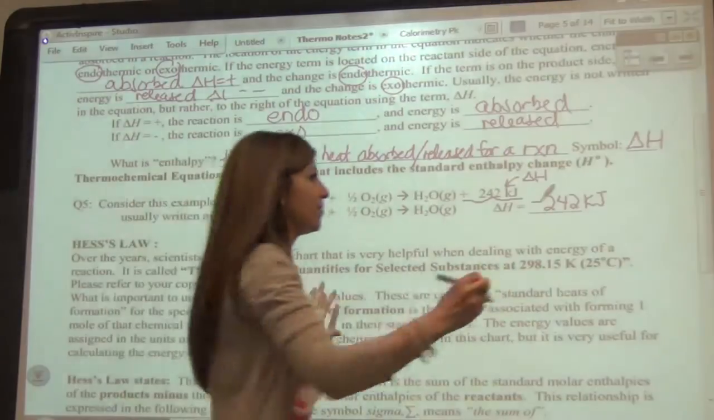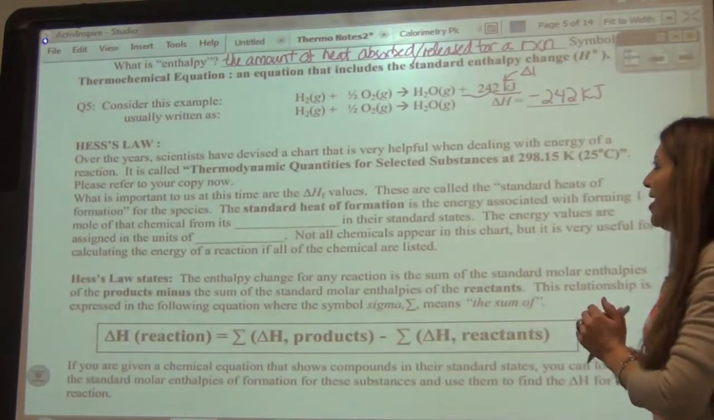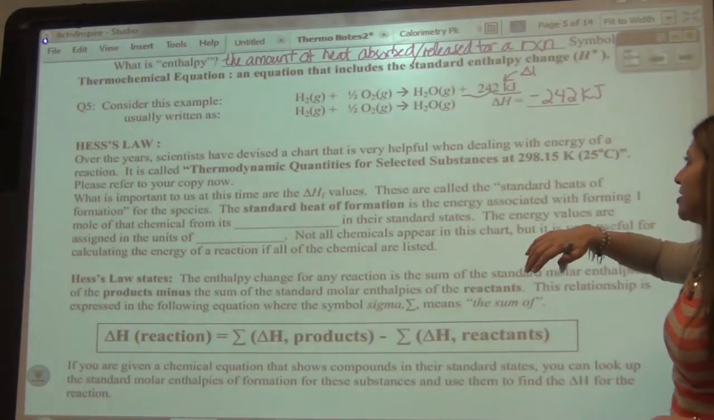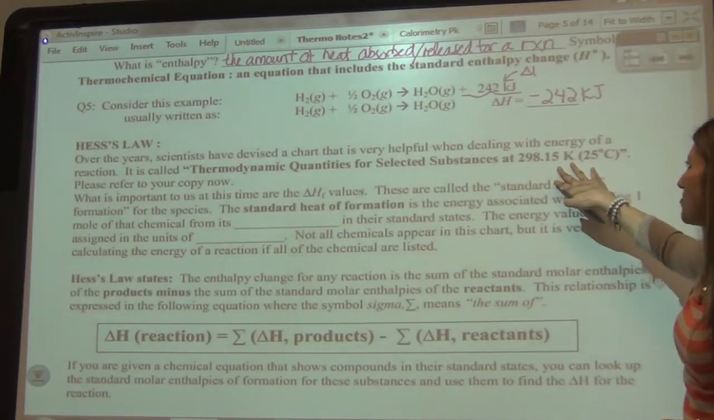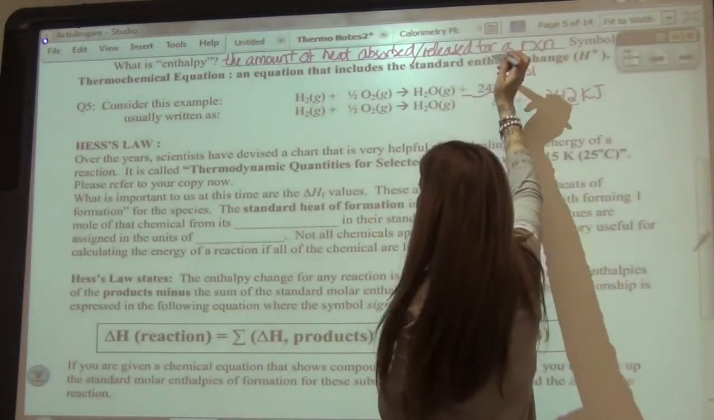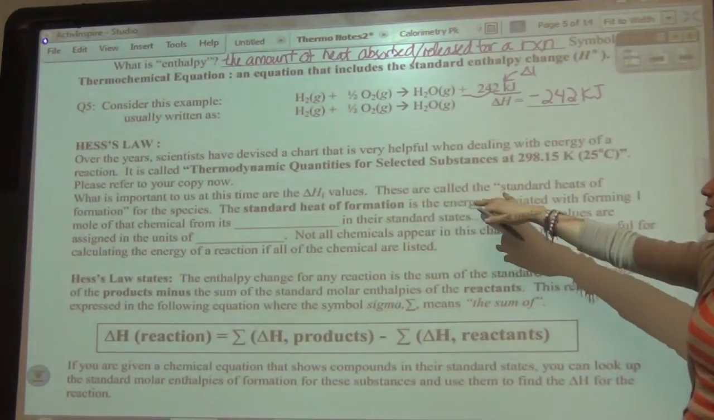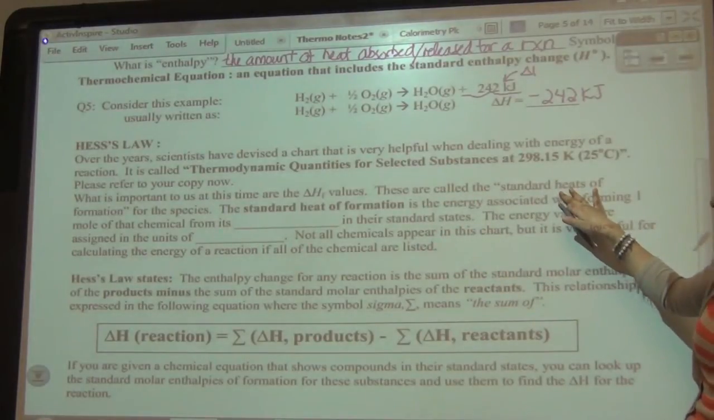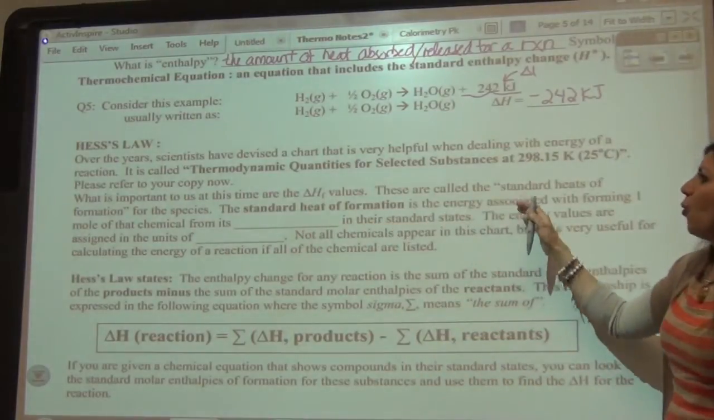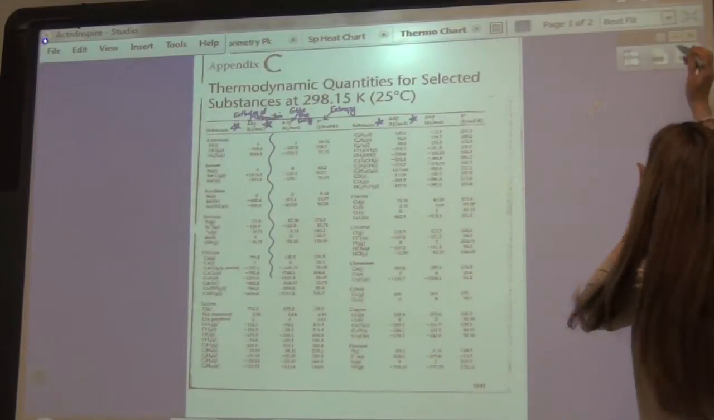So let's try Hess's law. It says, over the years, scientists have devised a chart that's very helpful when dealing with energy of a reaction, and it's called the thermodynamic quantities for selected substances at 298.15 Kelvin. Please refer to your copy now. What's important to us at this time are the HF values. They're called the standard heats of formation. So we're looking at the delta H's. We'll talk about this in a second. Take a look at your chart for a minute here.